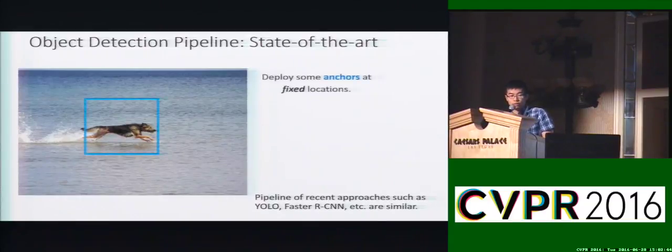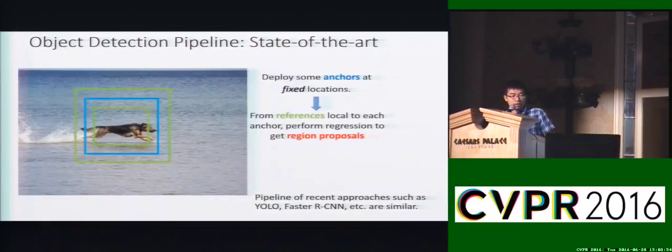State-of-the-art object detection systems such as Faster R-CNN extract region features from a fixed grid of anchors. Here we are just showing one anchor that is coincidental to the object. So for each of the anchors, we have a fixed number of references, and for each reference, through regression, we produce some bounding boxes.